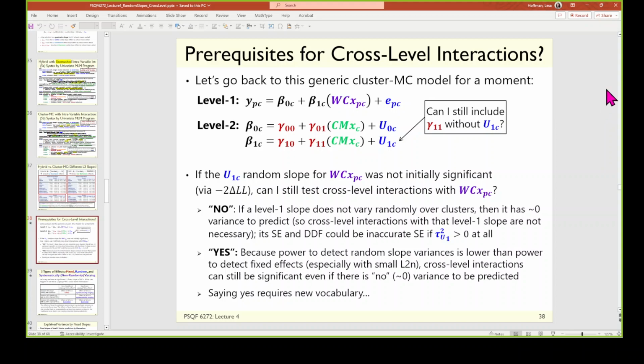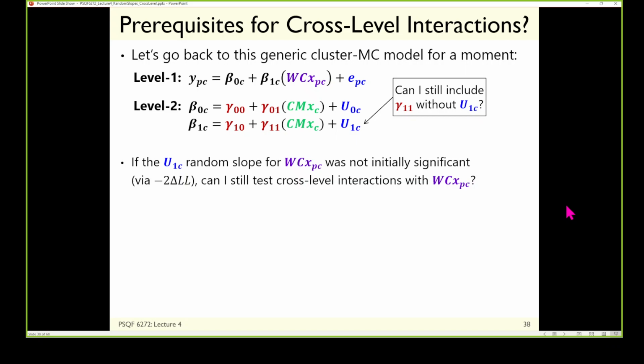Oh my goodness. So yes, before we get to the pictures, let me do just a couple on this here. So the systematically varying vocabulary word, slide 38 out of lecture 4 here. So this model is not the craziness. This is just a generic within cluster-centered X. I've got my cluster mean here for the between effect. I've got an intra-variable interaction here and a random slope. So then the question is, am I allowed to test this cross-level interaction without this random slope in the model? That's the question.